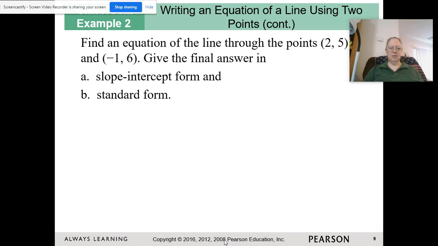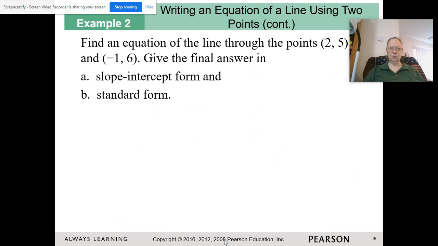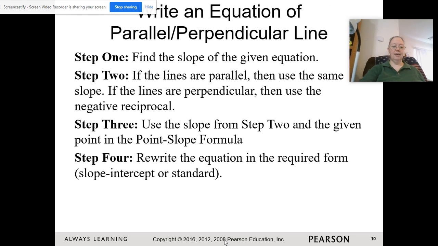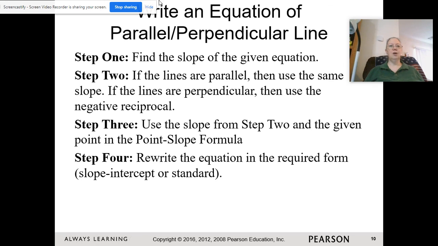Same idea. Actually, I think it's the same question. Example 2, it's the same question, sorry. All right, I am going to stop here and I am going to pick this up in another video.